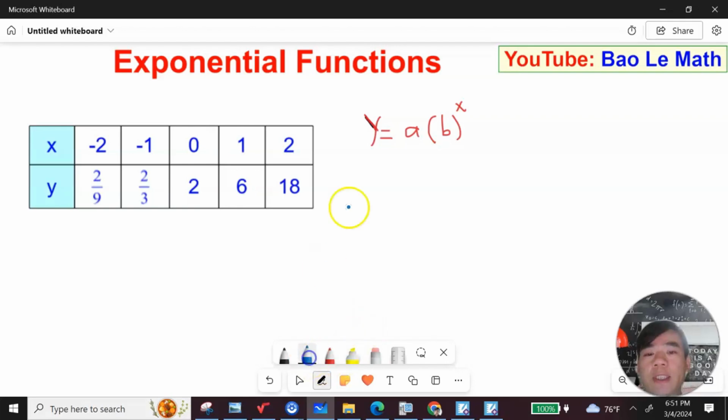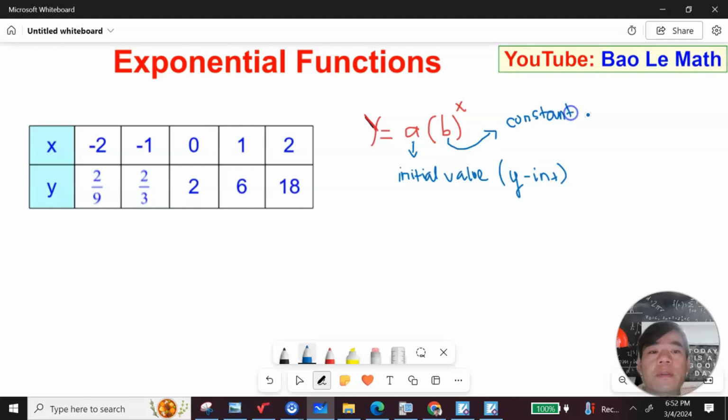The value of a right here is called the initial value, or the y-intercept. And b right here is called the constant ratio.